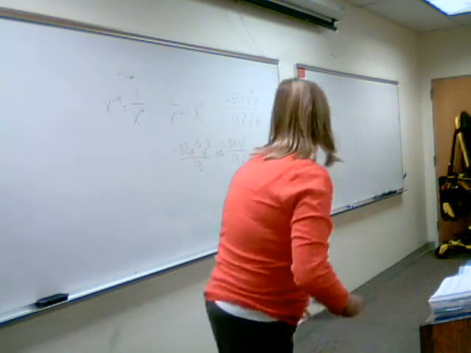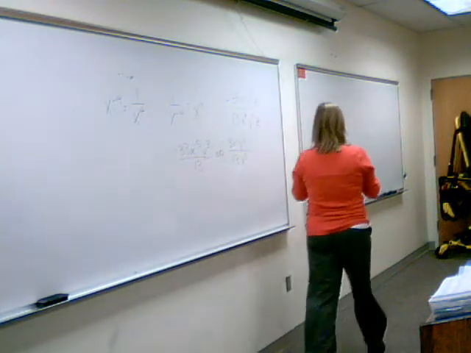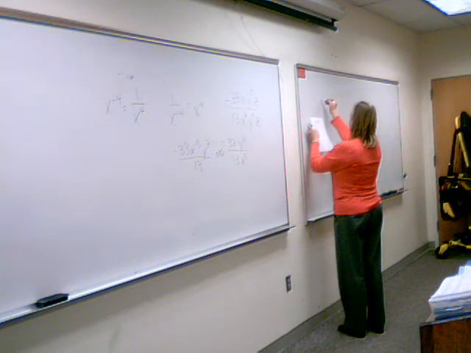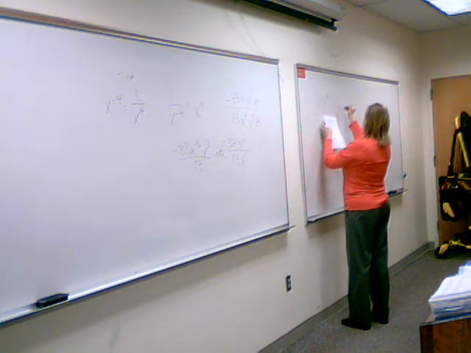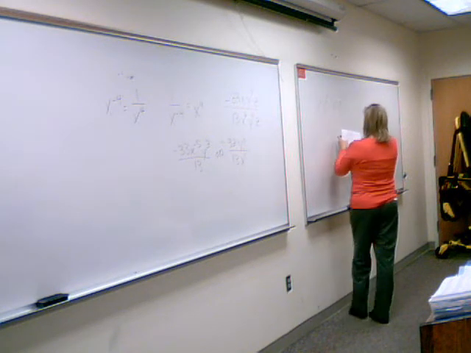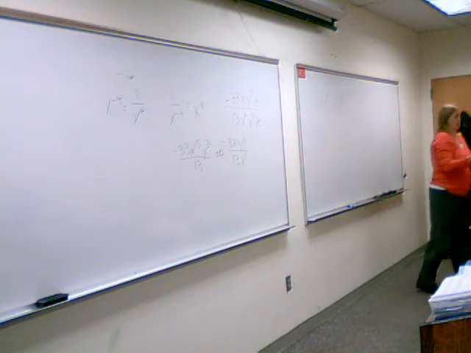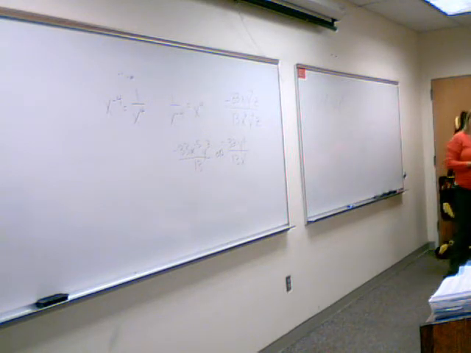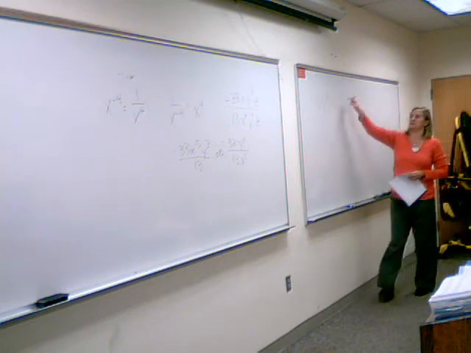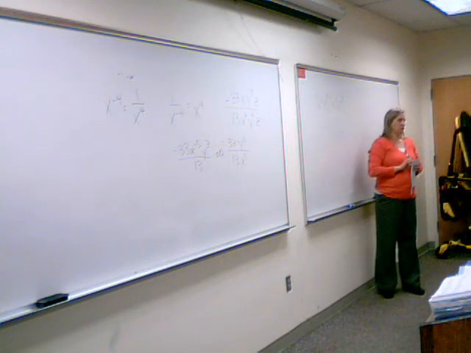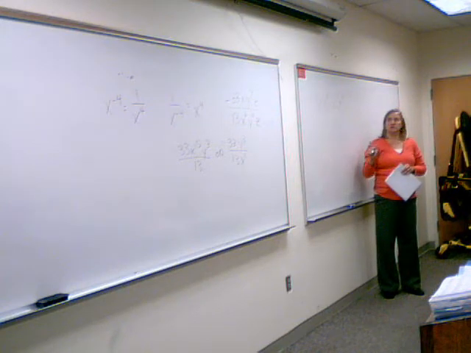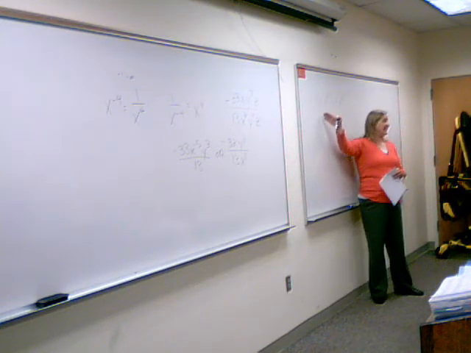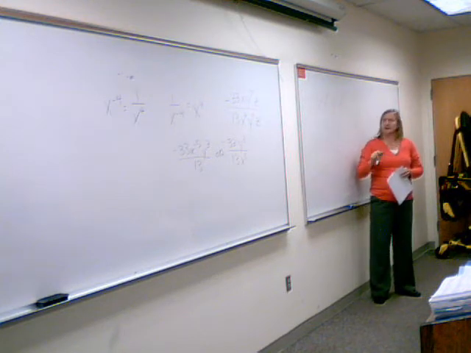Okay, number 3. X to the 4th, y to the 6th, all cubed, times 3x squared, y to the 5th, all to the 4th. What we need to do is multiply these, but before we multiply them, we have to get rid of the exponents on the outside. Just like order of operations we did before: parentheses first, then exponents. Since there's nothing within the parentheses to clean up, we're going to do exponents next.